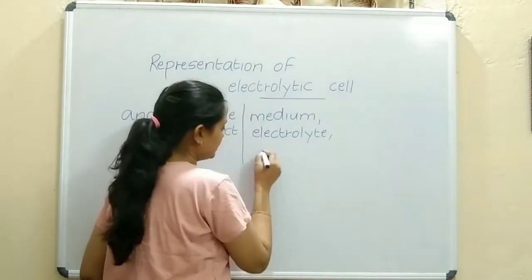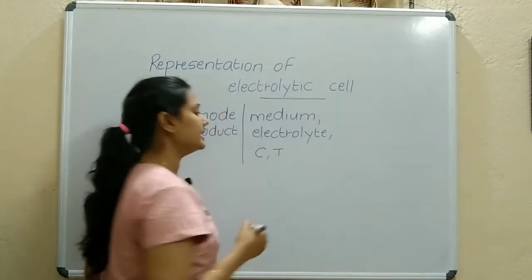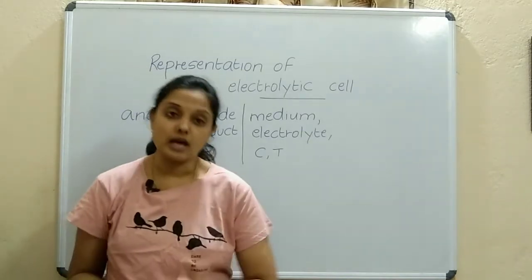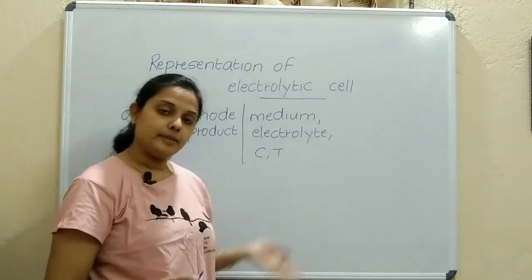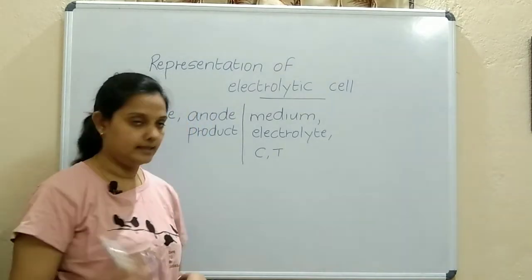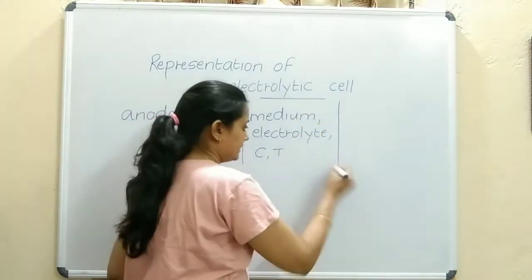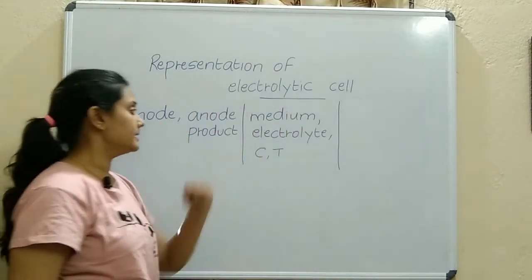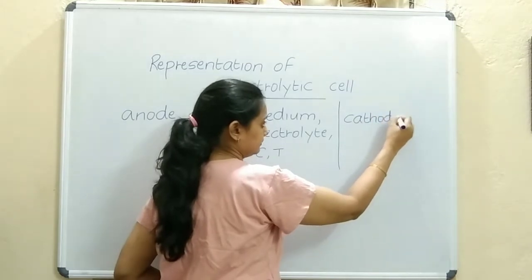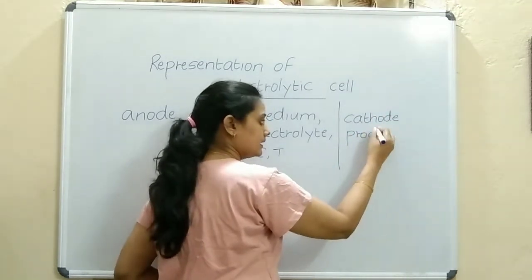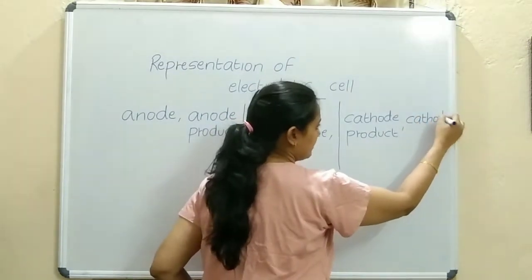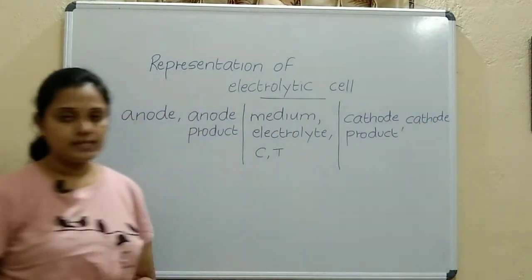We can also mention here the concentration and the temperature. If the concentration is 0.01 molar, then you have to mention it. Temperature also, if mentioned, you can mention the temperature or you can write it as high. Straight line. Then on the right hand side comes the cathode product. First we will write the product and then we will write what the cathode is made up of.